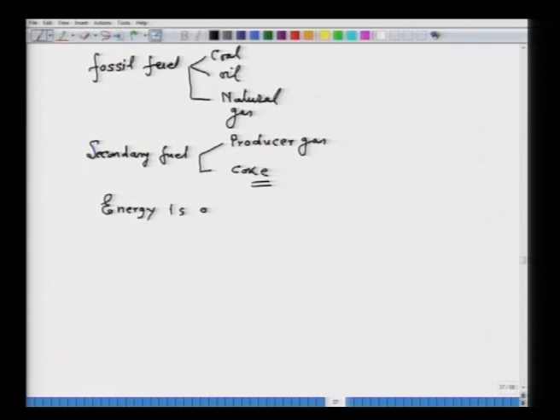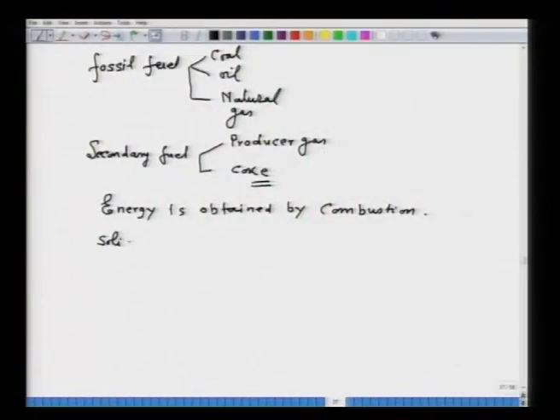Energy is obtained by combustion. Now, in all fuels we have combustible components and we have diluents. For example, in solid fuel, the combustible components are carbon, hydrogen and sulfur. They are the combustible components.